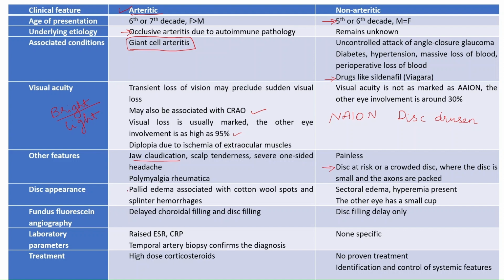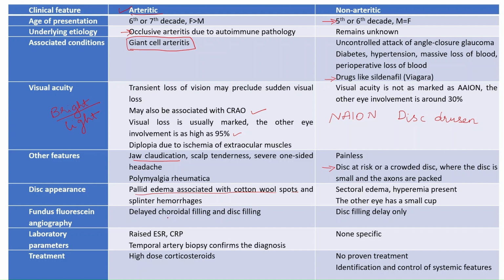So what is the appearance of the disc? In arthritic, you see a pallid disc edema and there might be cotton wool spots indicating presence of ischemia. In non-arthritic, the edema is usually sectoral and hyperemia may be present. The other eye has a small or no cup, what we describe as a crowded disc.